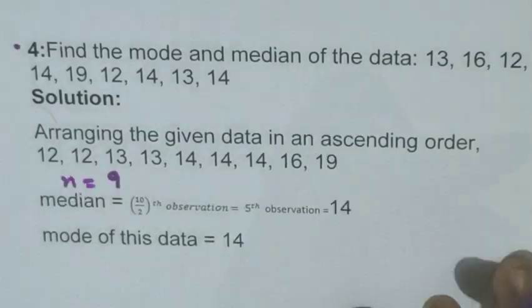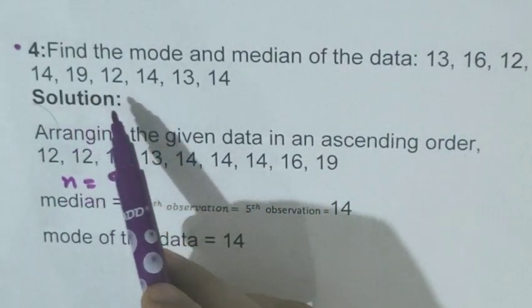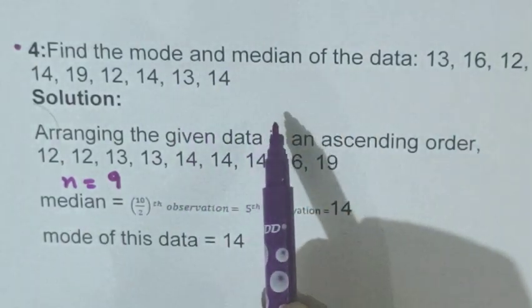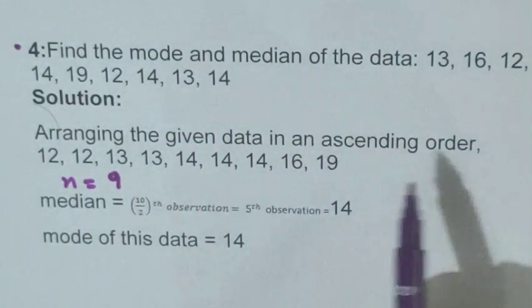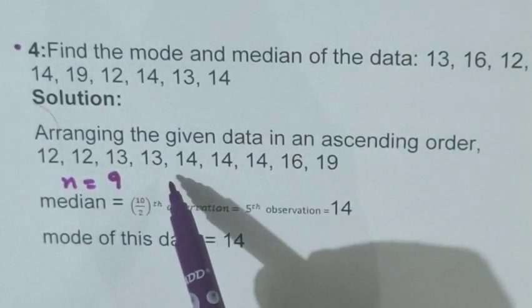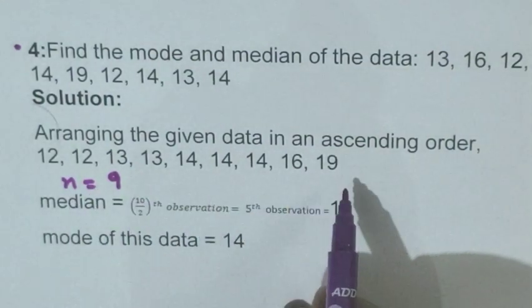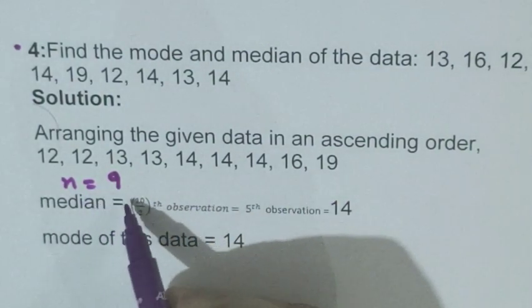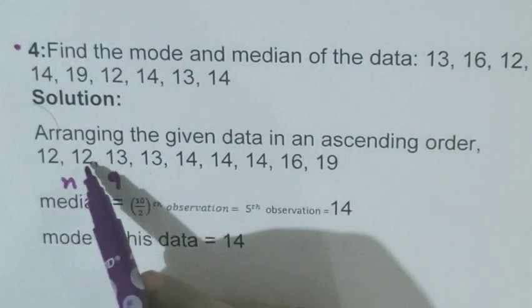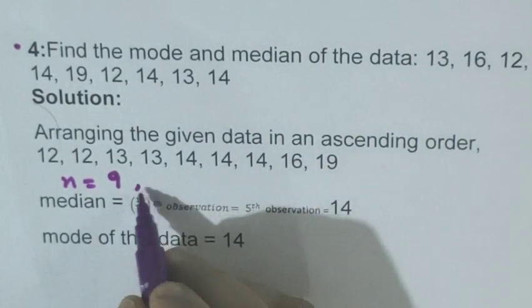Next question. Find the mode and median of the data 13, 16, 12, 14, 19, 12, 14, 13, 14. First step: median and mode are asked. Median means we have to arrange in ascending order. So 12 is the least. 12 two times you can see, 13 two times, 14 three times, then 16 and 19. So we listed the data. Then n equals, count and see how many data values there are: 1, 2, 3, 4, 5, 6, 7, 8, 9. So 9 are there.